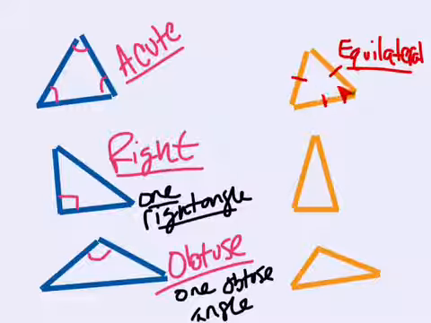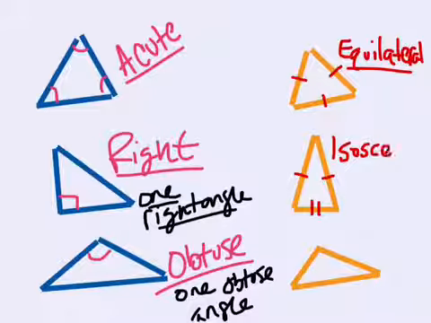Any side that has the same amount of hash marks as another, those sides are congruent to each other. So in this next one, you'll see the difference. In this next triangle, we would show that like this. Notice that this one has two sides that are the same and one that is different. This classification is called an isosceles triangle.